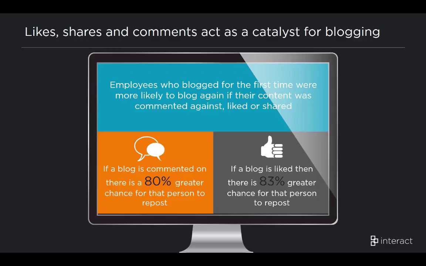So it's not enough just to use blogging as a way of pushing content, that top-down communication. Encourage people to have that feedback, comment against it, and make that a part of your organizational culture, and you'll start to see a proliferation of blogging that really does add a big value to the organization.